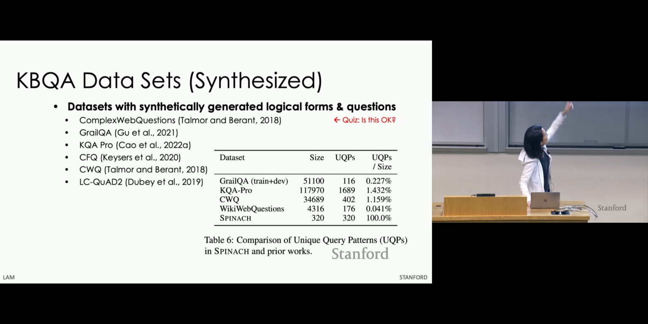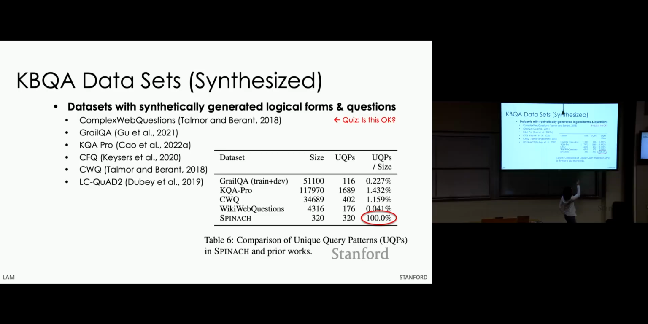And so here are some data sets, and I'll tell you how we constructed ours. Our Spinach data set, 320 examples, 320 different query patterns. Query patterns is like what kind of property and connection and count and stuff like that. That's a pattern. We abstract out the actual QIDs and so forth. And 100% of them are different because there's so many things to ask. But if you look at all the data sets, everything is below 2% in terms of variety. Even though they can have a very large size, they are totally just repeating the same thing over and over again. Every single time people tell me they have a data set that is synthesized, I take it with a grain of salt.